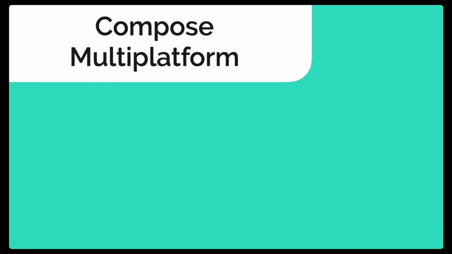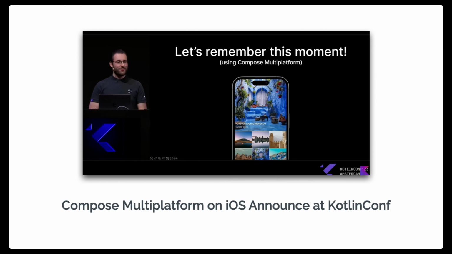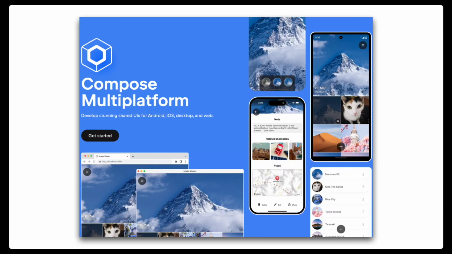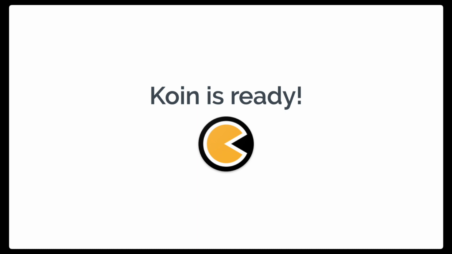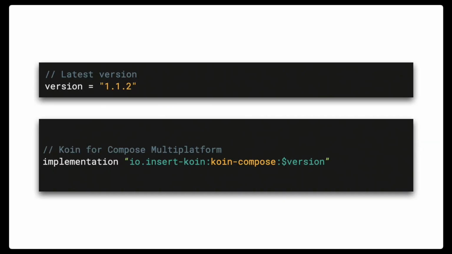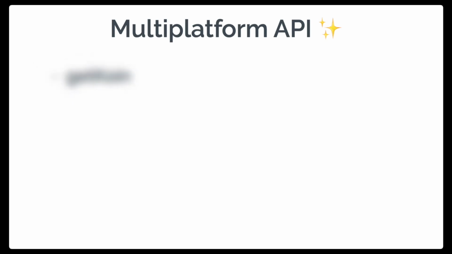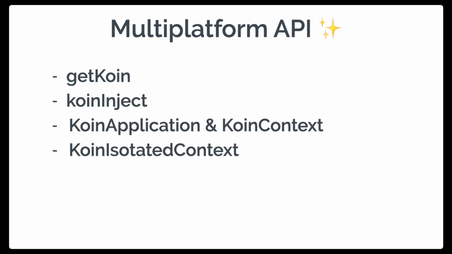Let's end this video talking about Compose Multiplatform. Compose Multiplatform was announced last year in 2023 at Koin Conf, and it's covering all your capacity to describe UI in Compose for Android and iOS and more. And the good thing is Koin is ready for Compose Multiplatform. Check the Koin Compose module in version 1.1.2 that is already multi-platform, and then you can build from an iOS application to desktop and any other Compose compatible application. You can use any multi-platform API that we are already seeing together, like Get Koin, Koin Inject, Koin Application, Koin Context, Koin Isolated Context, Remember Koin Modules, and Koin Scope in your application.